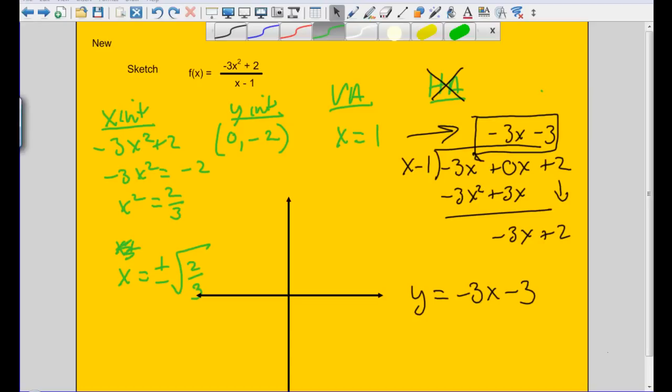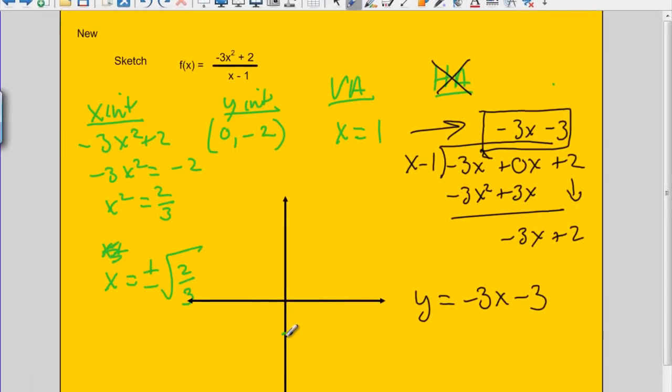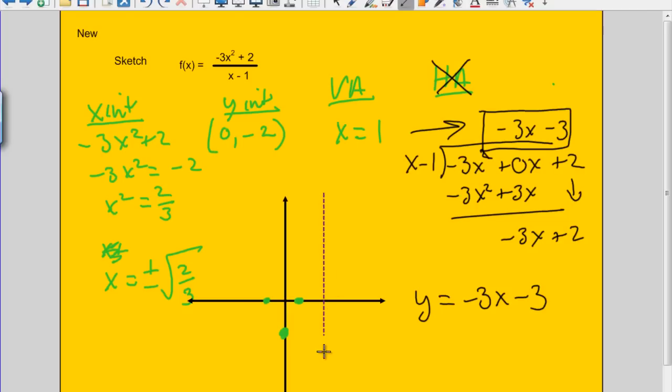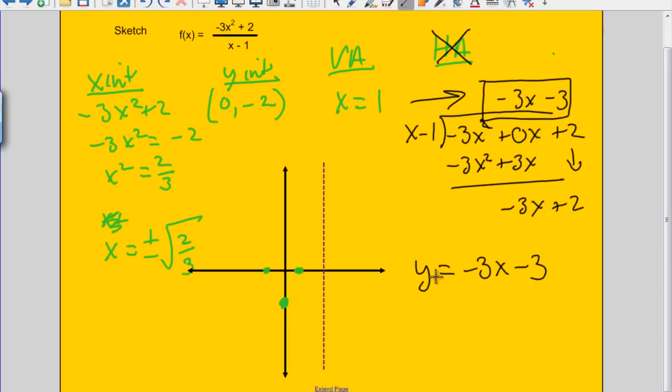Alright, let's take a look and plot the information that we have. So we have a y-intercept at 0 and negative 2. We have x-intercepts located at the positive square root of 2 over 3 and negative 2 over 3. And we have a vertical asymptote at x is equal to 1. We also have an oblique asymptote at the equation of line y equals negative 3x minus 3.